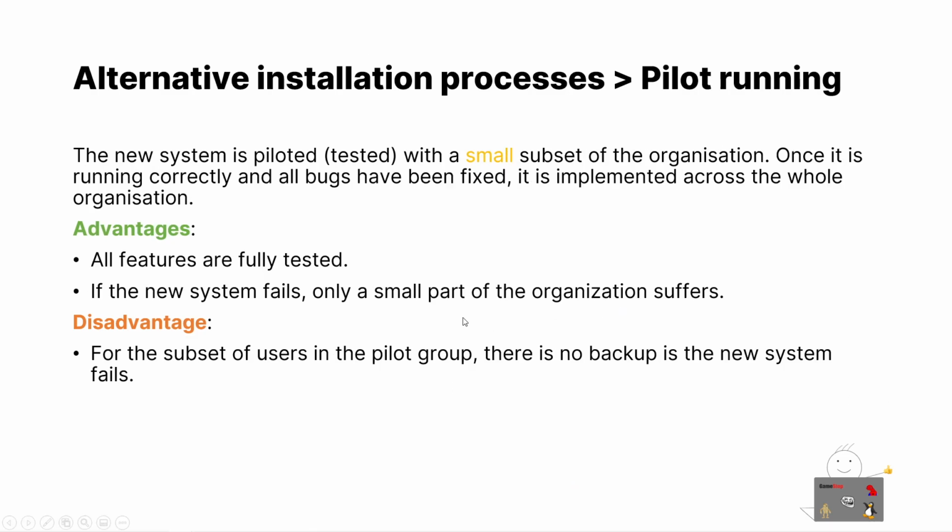Another one would be the pilot running. This is when the new system is piloted, tested with a small subset of the organization. Once it is running correctly and all bugs have been fixed, it is implemented across the whole organization. So we only use a subset of the organization, make it work there, and just then substitute the whole system with the new one.